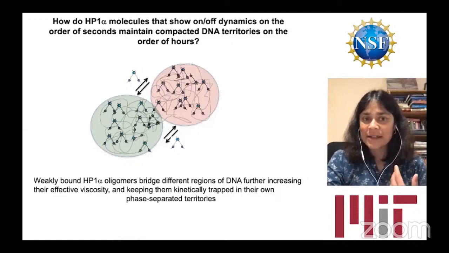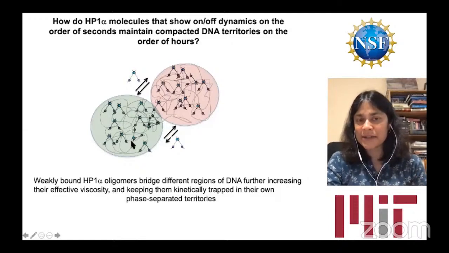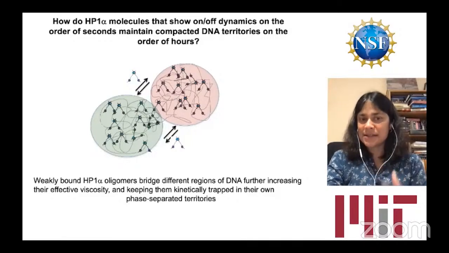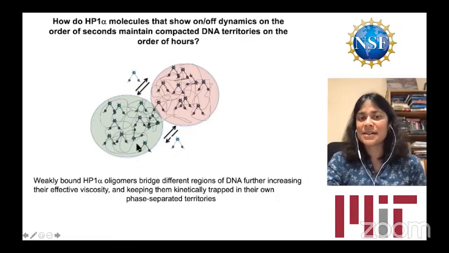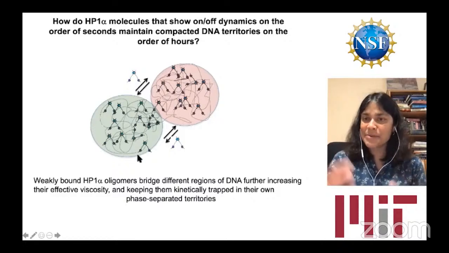Now, I mentioned DNA polymer effects earlier. The longer you make the DNA, the more viscous the solution is going to behave. And so we believe that as the DNA is getting longer, the viscosity of the solution is increasing. But HP1 molecules further cross-bridging the DNA and keeping it in a small territory further increases the effective viscosity of the system and keeps the DNA kinetically trapped in a small region.